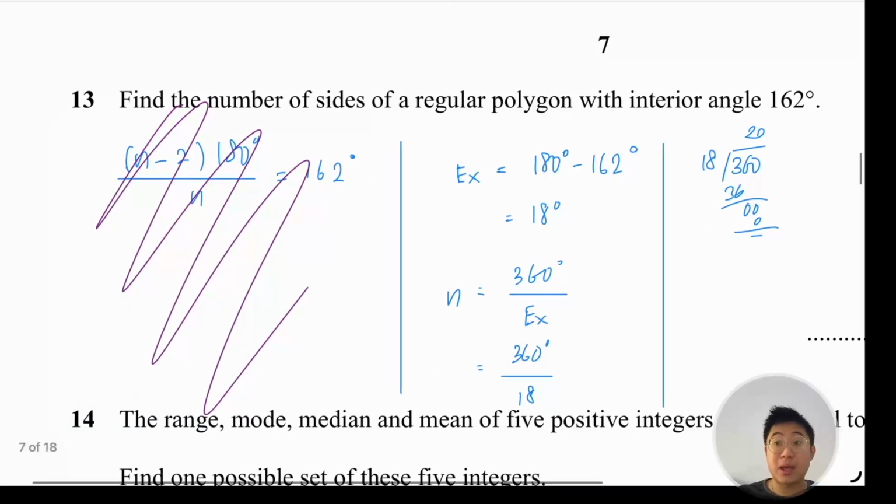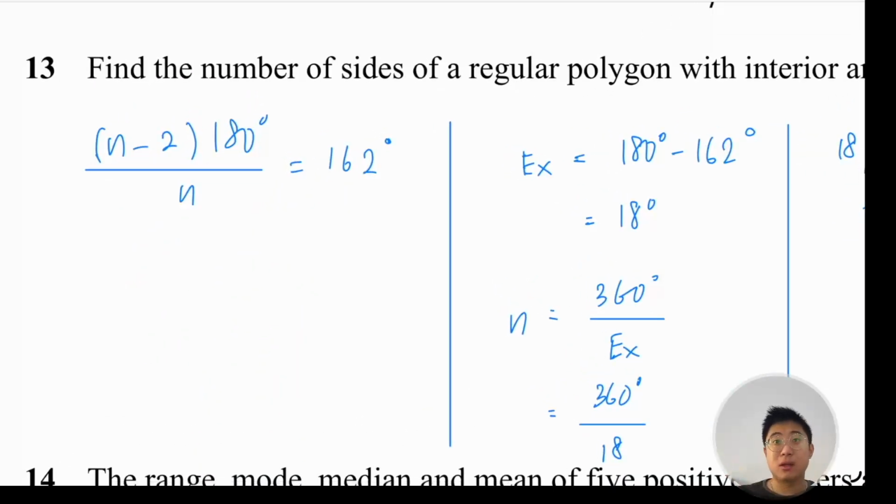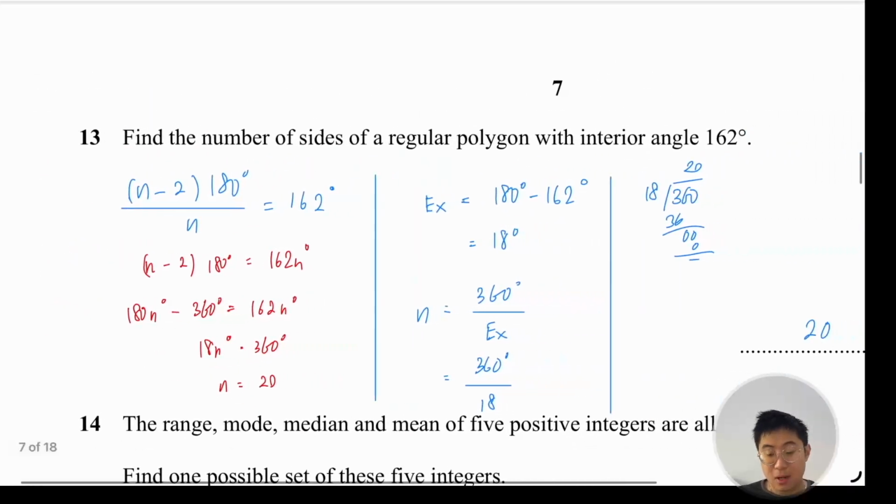Of course, you can also get it using the interior angle formula. You can skip ahead if you don't want to watch this. You move the n to the other side. I'm going to use a different color. You should have n minus 2 times 180 equals 162n degrees. There's many ways to simplify this. Now we can expand. You'll have 180n degrees minus 360 degrees equals 162n degrees. Then you should have 18n degrees equals 360 degrees. And then when you divide, you'll get the same thing, n equals 20. But you can see the numbers are way smaller if I did the other way.